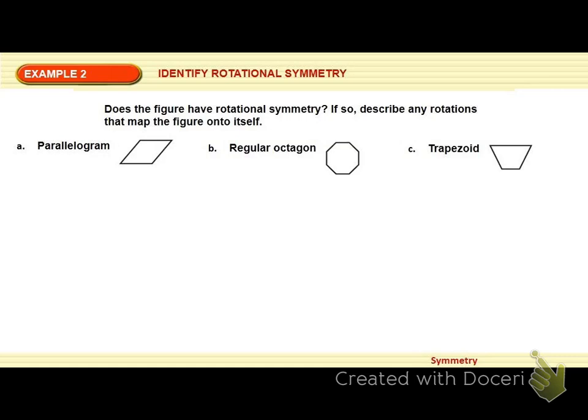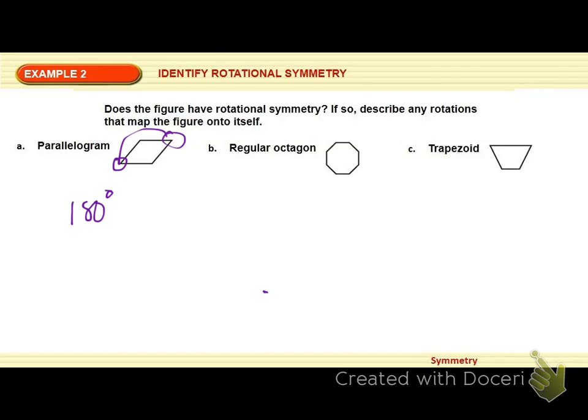Now, rotational symmetry means that we can rotate this thing around to map it back onto itself. And 360 doesn't count. Anything more than 180 doesn't count. So for that parallelogram that you see there, I can't take this vertex and map it to that one. But I can take this vertex and map it onto that one. And so this guy's going to have 180 degree rotational symmetry. And that's it. We don't go any more than 180.